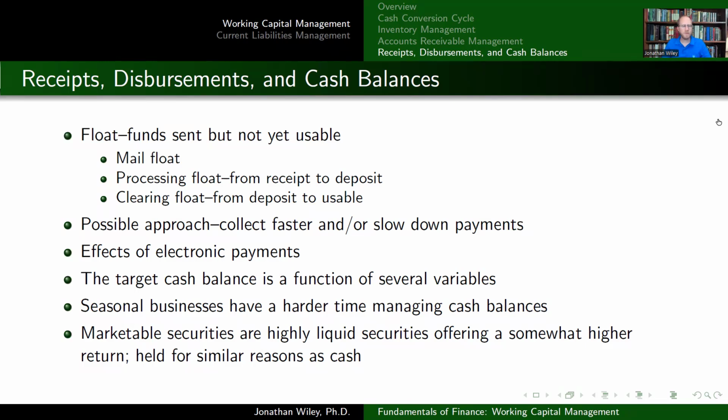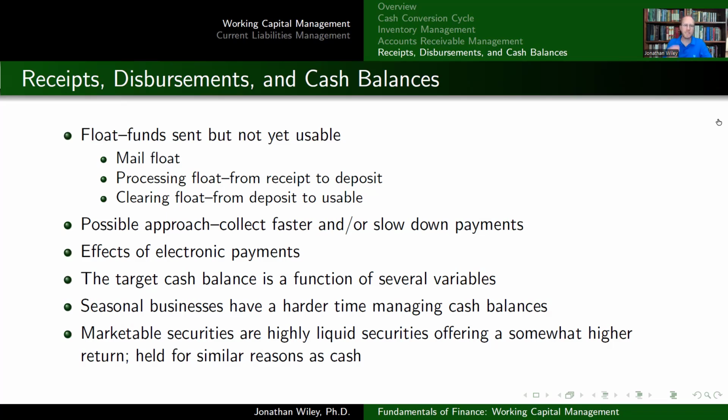So let's first talk about the idea of float. Float is funds that are sent but not yet usable. In other words, your customer sent you money, but it's not yet usable. Historically, there have been essentially three components of float. We've got mail float, which is if they actually mailed you a check, how long it takes from when they sent it to you to when you've actually received it.